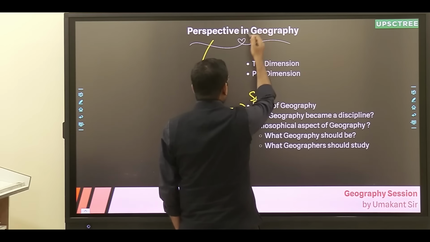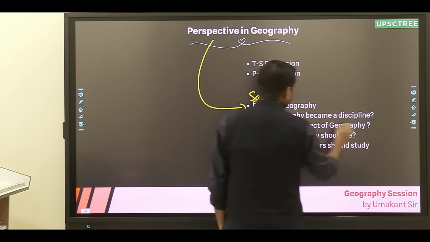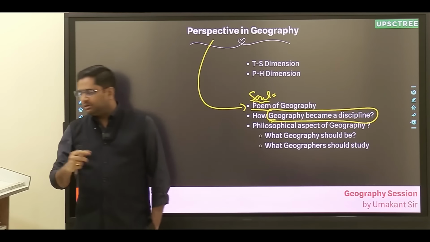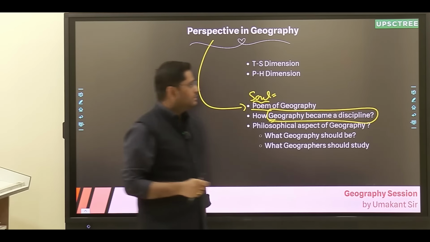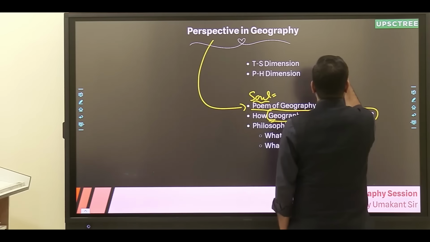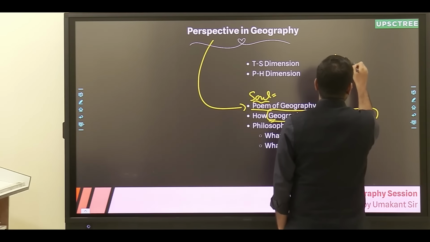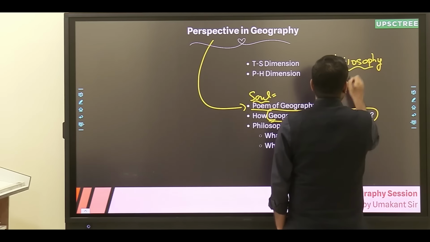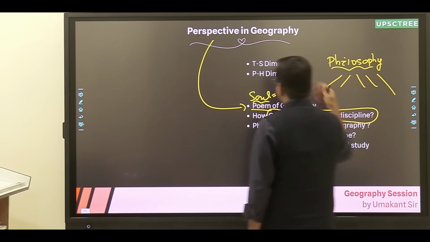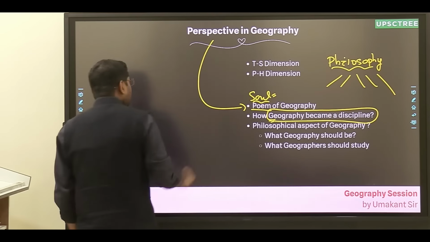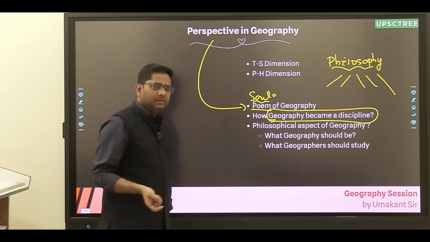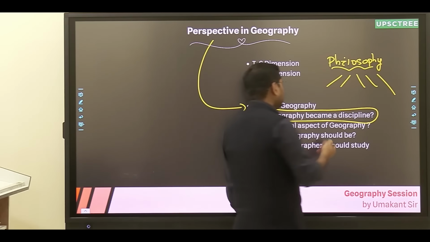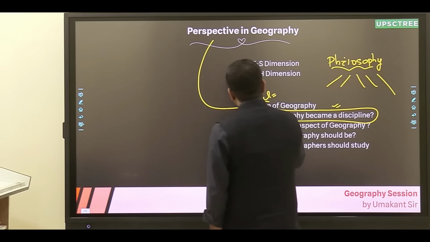Now, the major dimension is how geography became a discipline. Initially there was no geographer, everyone was a philosopher. If you understand social science, we know that the father or mother of all social science is philosophy. From philosophy, we see branching out of different social sciences, whether it is sociology, anthropology, whatever you call it. So everyone was a philosopher initially, but then different disciplines developed. Similarly, one of the disciplines is geography. We'll see how geography became a discipline.